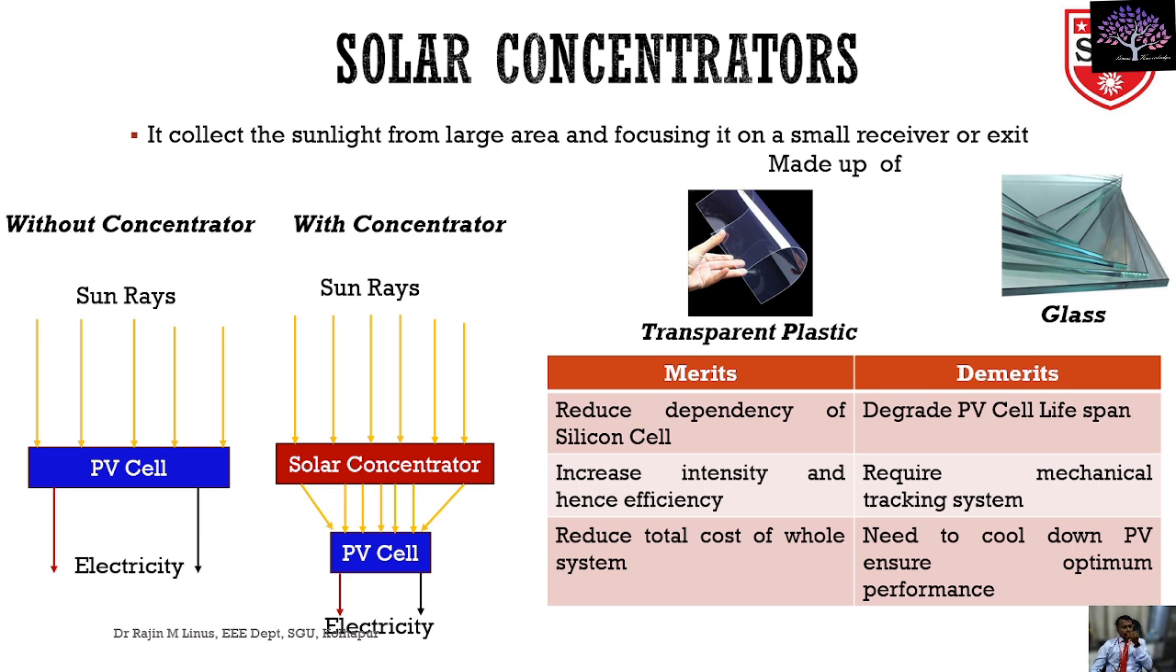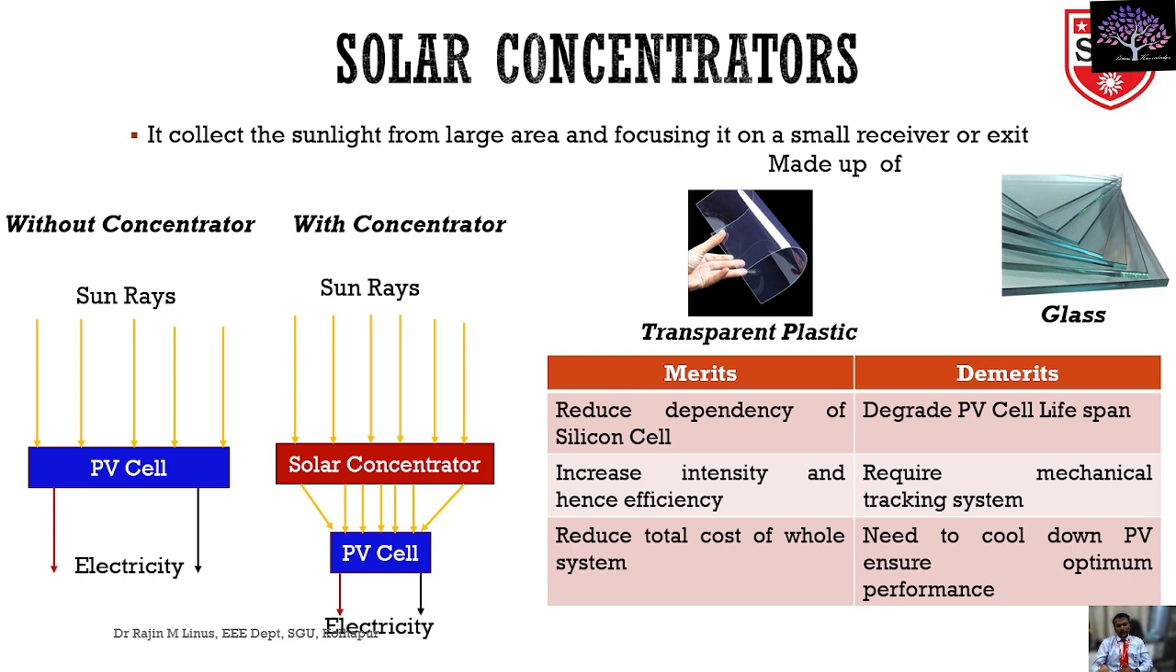I already told you that the merits include reducing the dependency on silicon cells. Silicon cells and PV panels are required, right? If you use a solar concentrator, the solar PV panel area is very much less, so we don't need to depend much on silicon cells. Then it increases the intensity and efficiency also. All the sun rays are passed to the solar concentrator and focused together, so the intensity of light and the efficiency increase. The third point is that it reduces the total cost of the whole system. Why? The PV cell size will be very small, so the cost is automatically reduced.